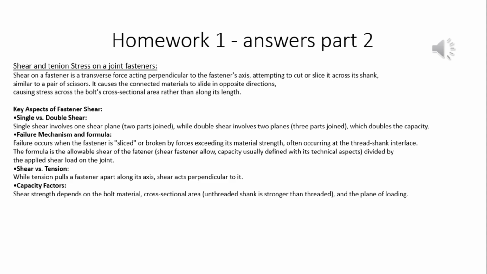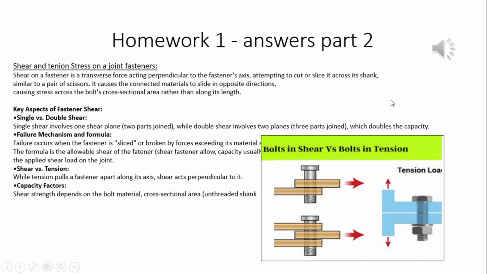What's single shear? It involves one shear plane, two parts joined, like you see in the picture on the left, the one above, and under it we can see the double shear. Double shear involves two planes, three parts joined, which doubles the capacity.